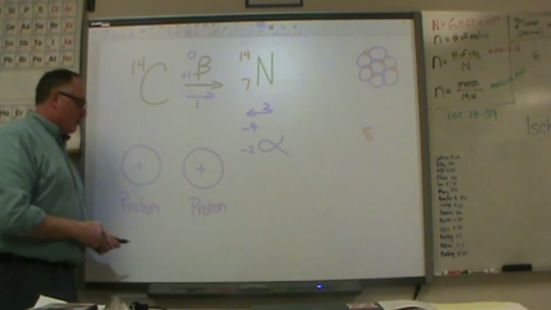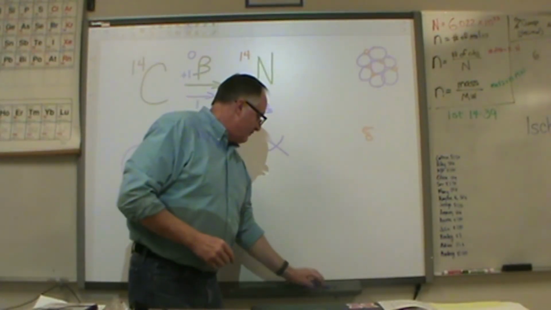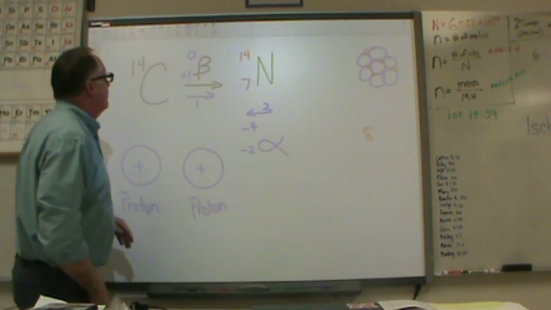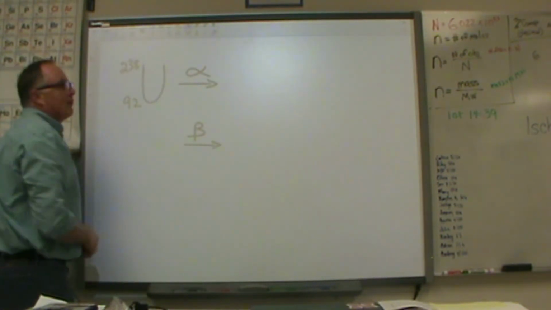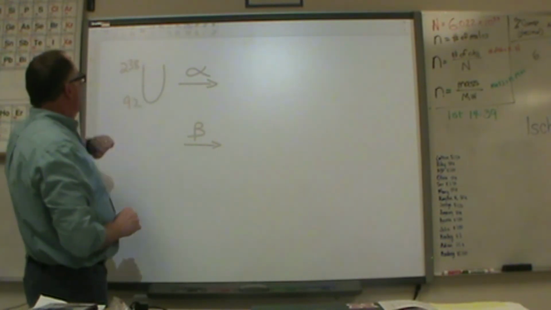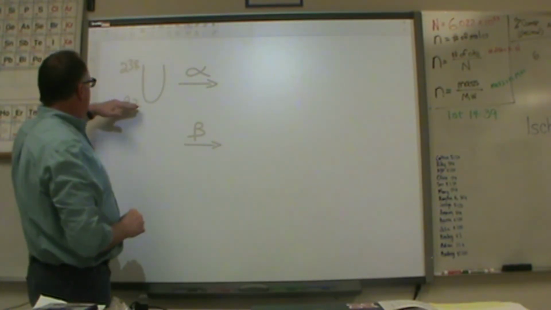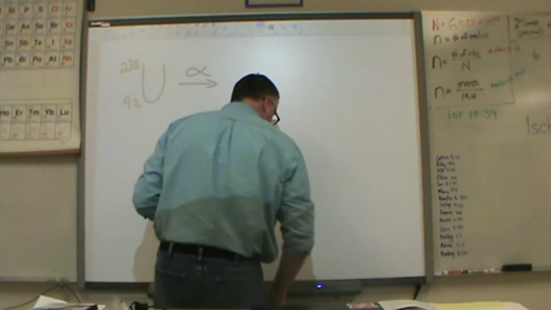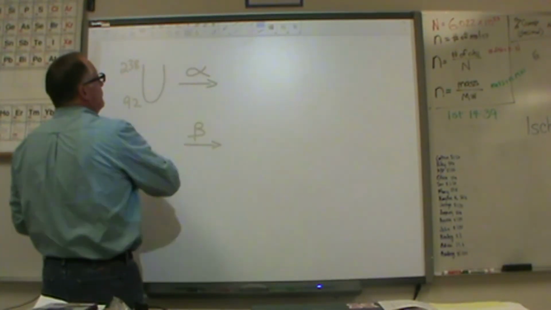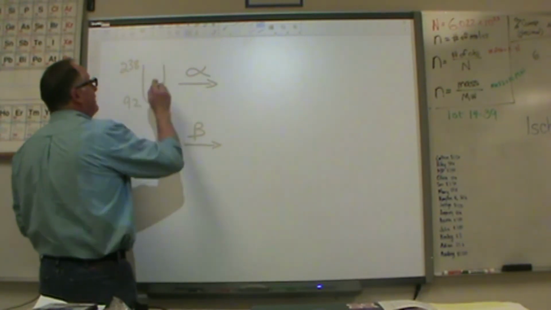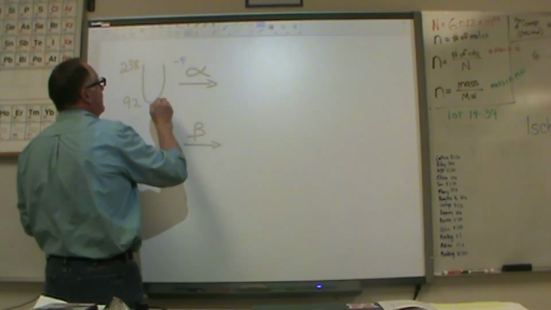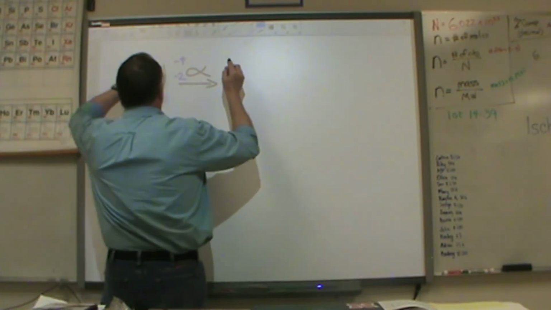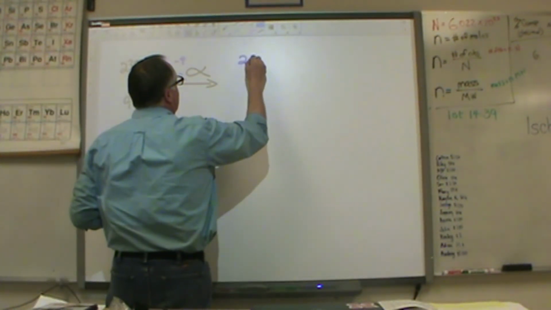Now if you look at your radioactive decay of uranium-238, there's a bunch of steps as you go down. So it starts like this. You start with uranium-238, and it's number 92. The first one is an alpha decay, so that's going to be -4 and -2. So 238 minus 4 is 234.